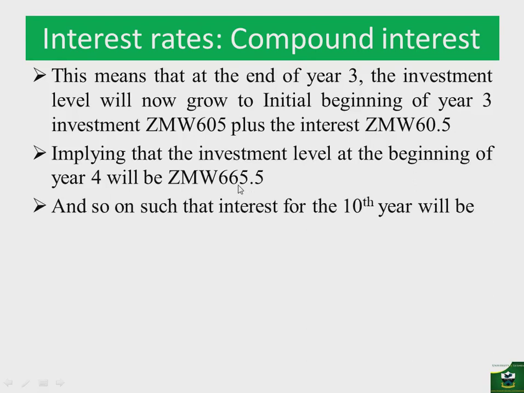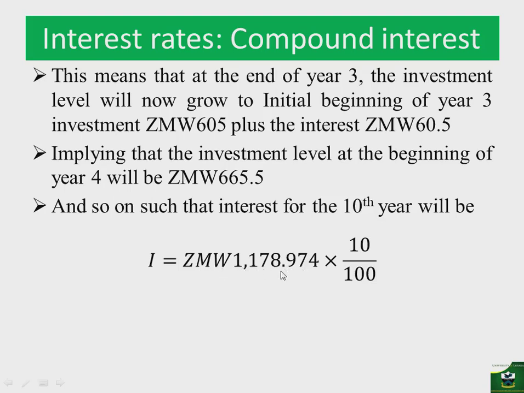If you are to obtain the other interest, you can do the same. All you need to do is invest this 665.5 at the beginning of year 4 and then multiply it by the 10% to get the interest at the end of year 4. Do the same for year 5, do the same for year 6, all the way to year 9. If we check this, if we are to get the interest in year 10, we will input the year 9.